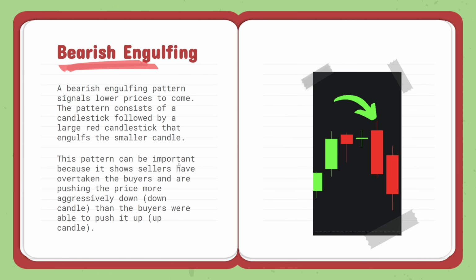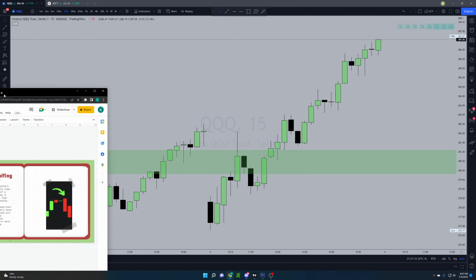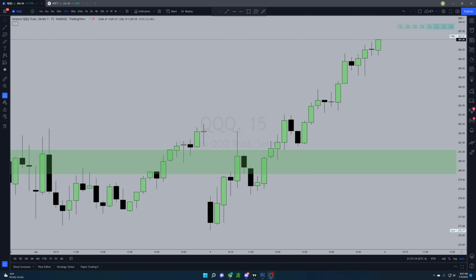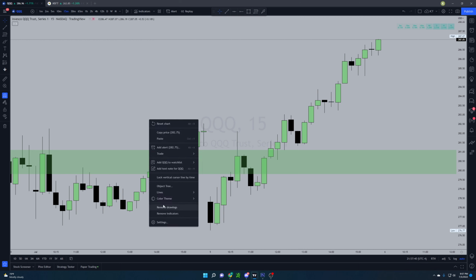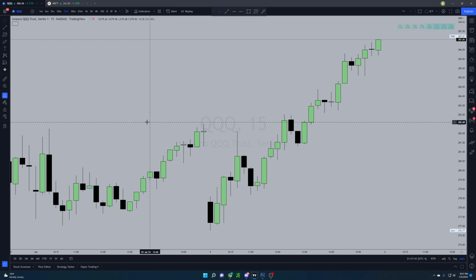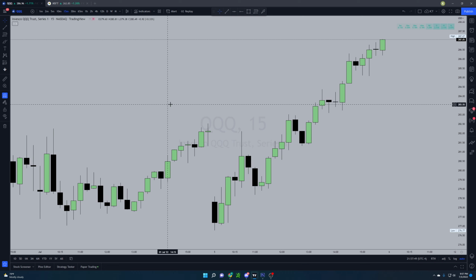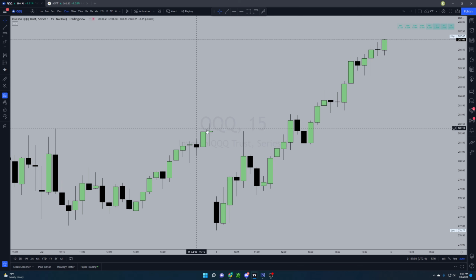All right, so there's that. Now we'll go into live examples. We'll go over this QQQ chart here. All right, so this is today's chart, and I want to go over some of these candles because some of the concepts we just went over do apply.